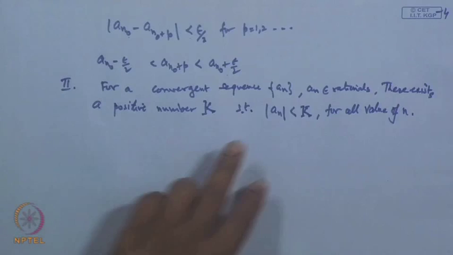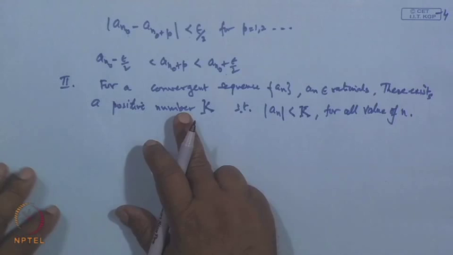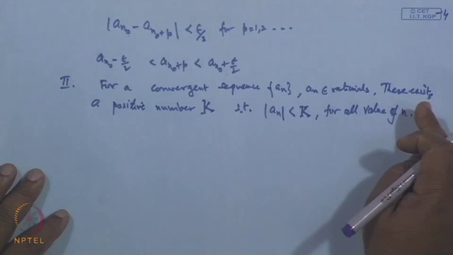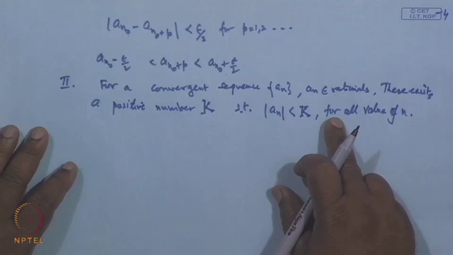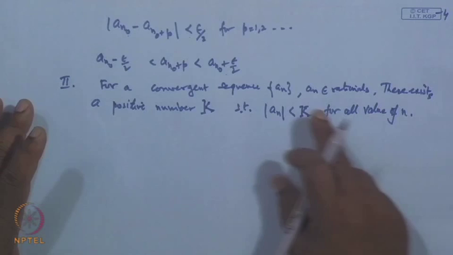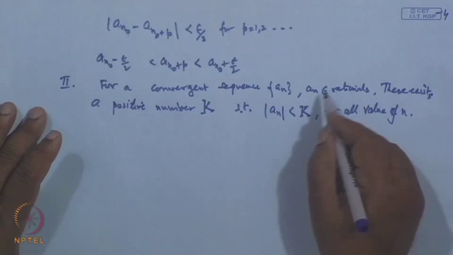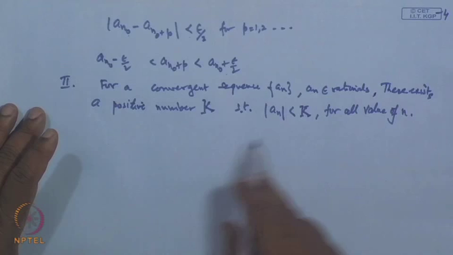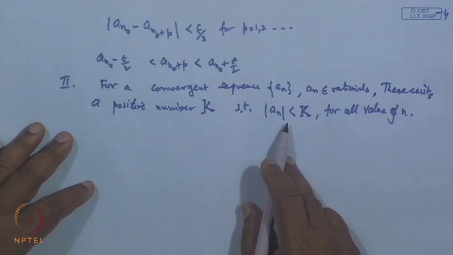So, this is not only true for rationals, it holds for any real number as well. What it says is that for a convergent sequence A n, where the A n are rational, there exists a positive number k such that mod of A n is less than or equal to k. So, every convergent sequence is a bounded sequence basically, this is the term for boundedness.